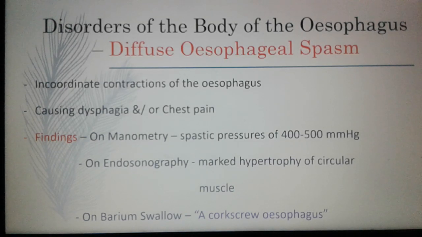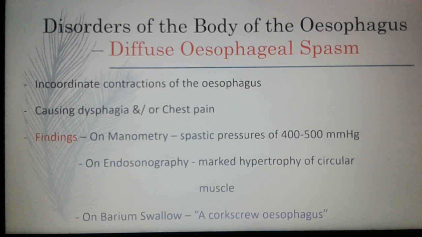Let's start with diffuse esophageal spasm. Basically, there is incoordinate contraction of the esophagus, and that incoordinate contraction is causing difficulty in swallowing, and along with it chest pain, may or may not be associated with chest pain. So one of the important differential diagnoses of diffuse esophageal spasm is to rule out a cardiac cause, angina or myocardial infarction sometimes.